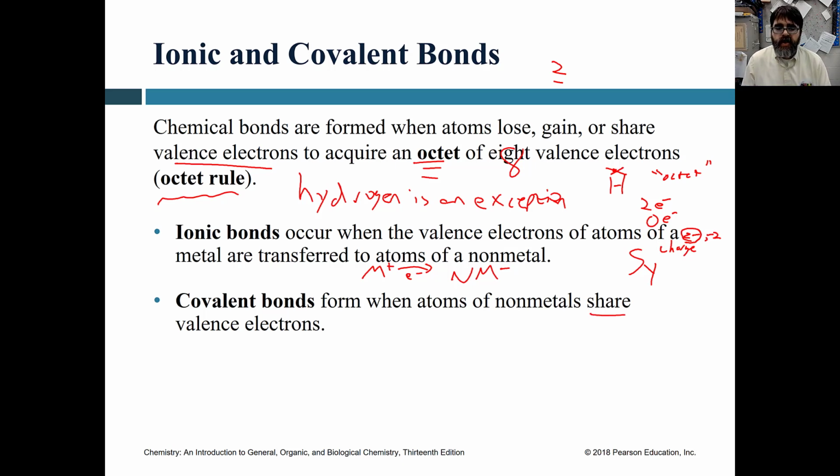Covalent bonds instead share valence electrons, and that is how they end up with a full outer shell. Between those two, covalent bonds are always going to result in the outer energy level, or outer shell as they keep calling it, filling up. For ionic bonds, the outer one can fill up, or it can empty out.